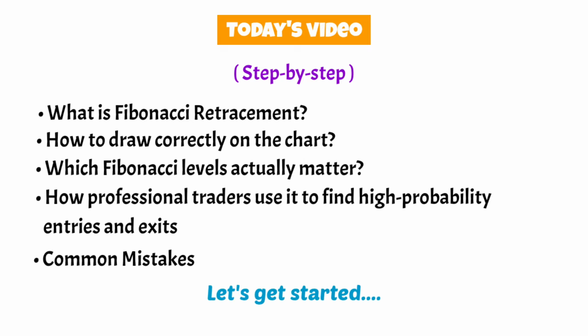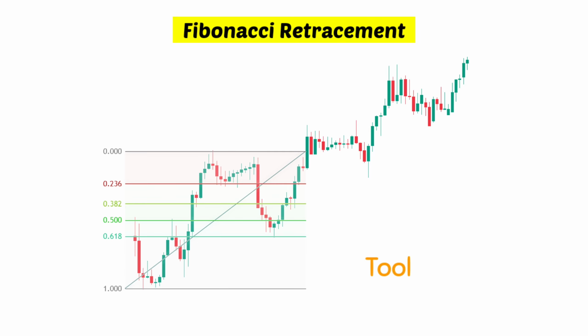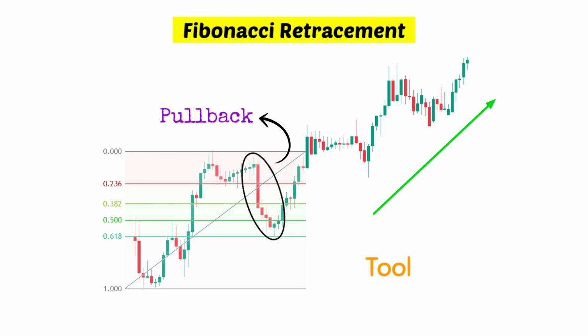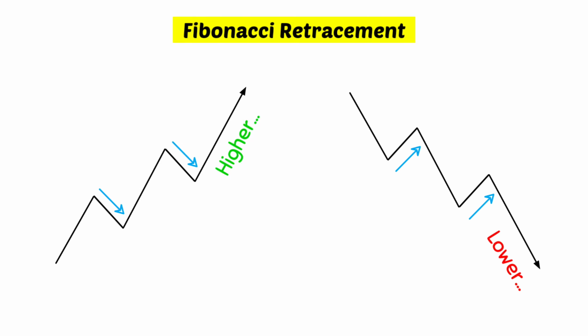So let's get started. First of all, let's understand what Fibonacci retracement actually is. In simple terms, Fibonacci retracement is a tool that helps us estimate how far the price is likely to pull back after making a strong move. The market never moves in a straight line. If the market is moving up, it will pause and pull back before continuing higher. Similarly, if the market is moving down, it will often bounce before continuing lower. These temporary moves are called pullbacks or retracements.